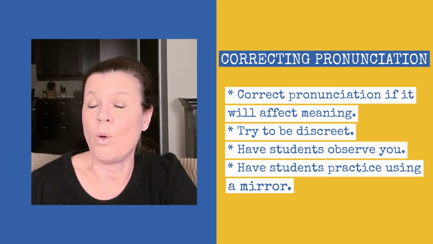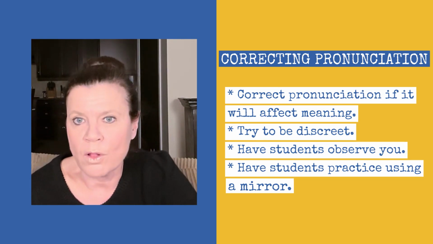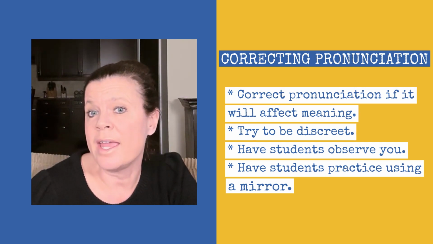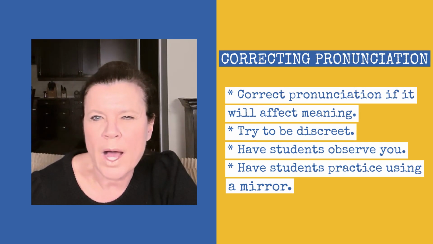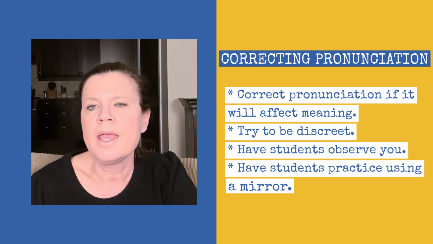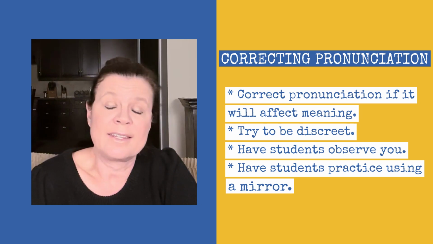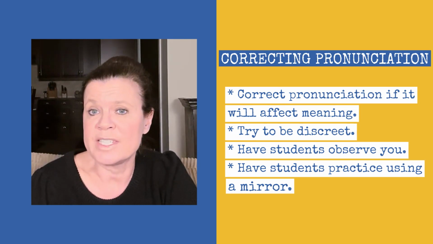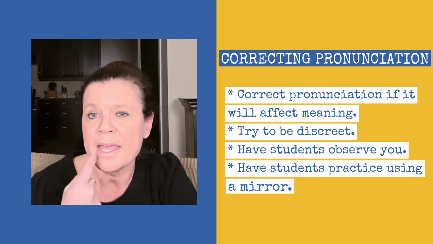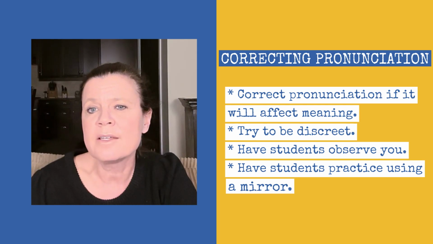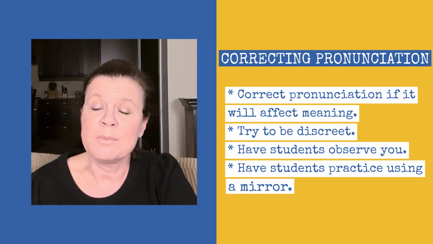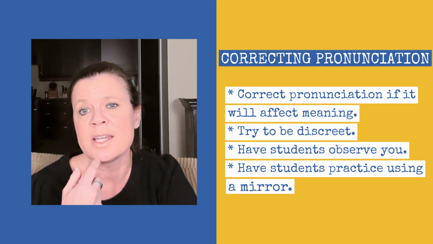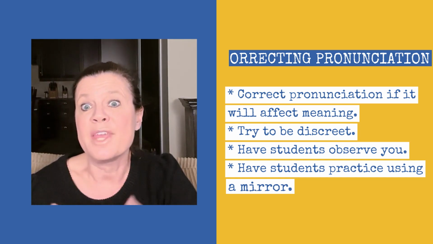When you're correcting student pronunciation, try to be discreet. You don't want to call them out in front of the whole class that they've said something wrong. Maybe try and pull them off to the side, or just one-on-one quietly correct them. And to correct them, you can have them looking at you as you're saying the word and trying to mimic your mouth movements. And you can also give them a mirror so that they can practice making the different sounds themselves while looking at their mouth movements.